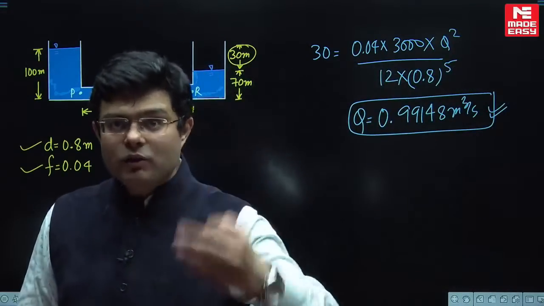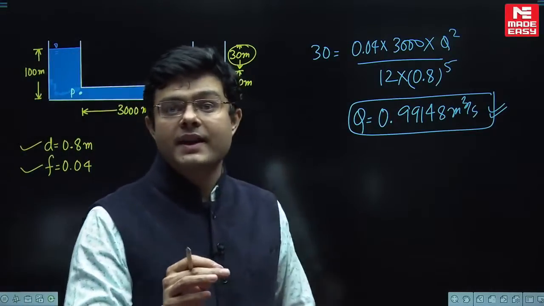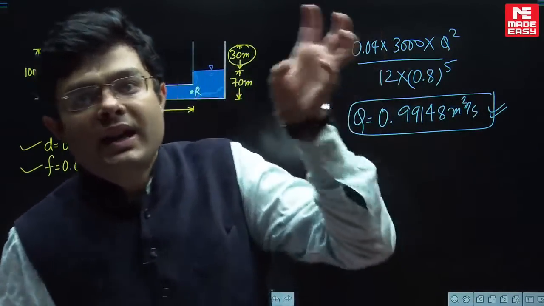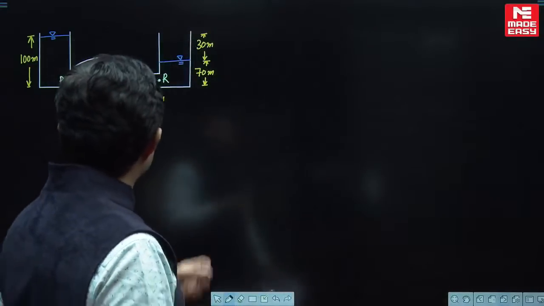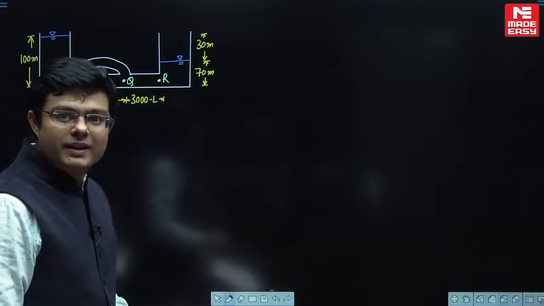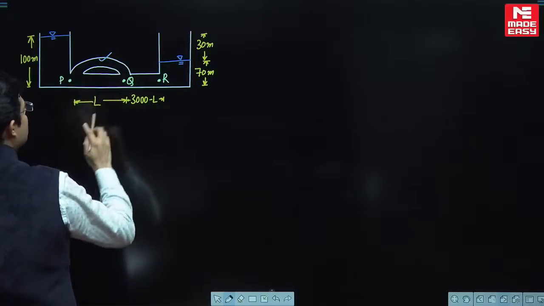Now let me tell you what the question is. You need to transfer 20% more discharge by applying an additional pipe, something like this. Whenever you want to transfer some additional discharge, you should go for pipes in parallel. Definitely you should go for pipes in parallel. So this is the new pipe which I have attached, the new pipe between P and Q.